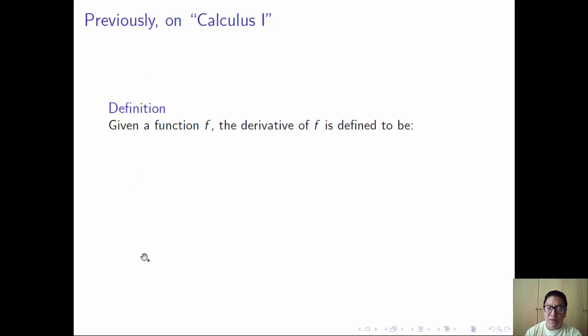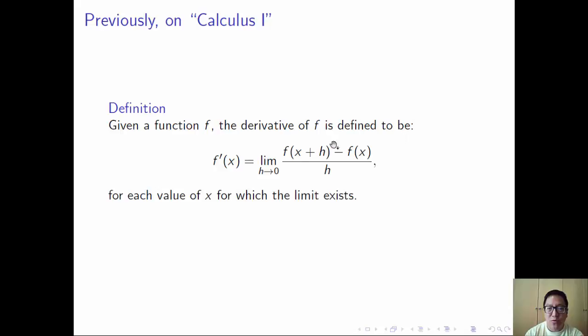Okay, so previously in Calculus 1, I hope that at this point you've seen that given a function f, the derivative of f is defined to be f prime of x is the limit as h approaches 0 of f of x plus h minus f of x all over h. So you take this and calculate its limit as h approaches 0, and the x will still be left over, and so this is now a function of x. So that's what f prime of x is for each value of x for which this limit exists.